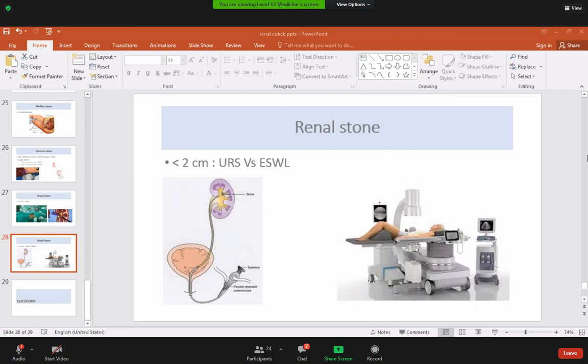Okay. Any question about it? It's all about renal stones, how we treat renal stones, the different management options and different presentations of the patient. Any question?